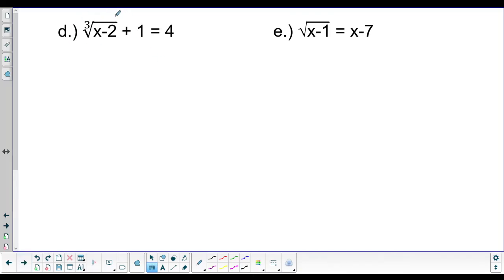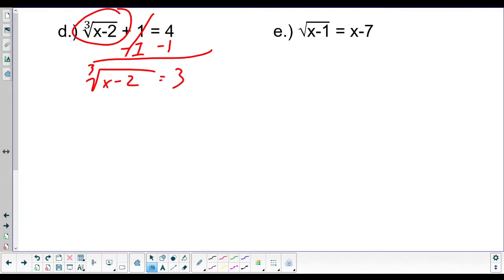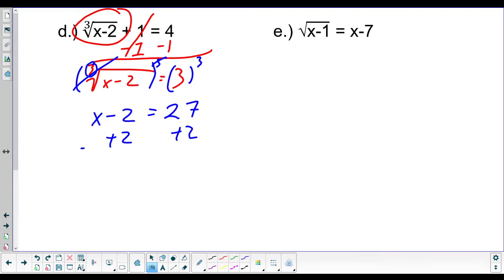So right here, we need to isolate our root first. So we need to get rid of this plus 1. So we're going to minus 1 on both sides. These cancel. We have the cube root of x minus 2 equals 3. Now to get rid of the cube, we need to do an exponent that matches the index. So we're going to do a third power on both sides. So the third power cancels the third root, and we have x minus 2 equals 3 to the third power is 27. Now to get rid of this minus 2, to get x by itself, we add 2. These cancel, and x equals 29.